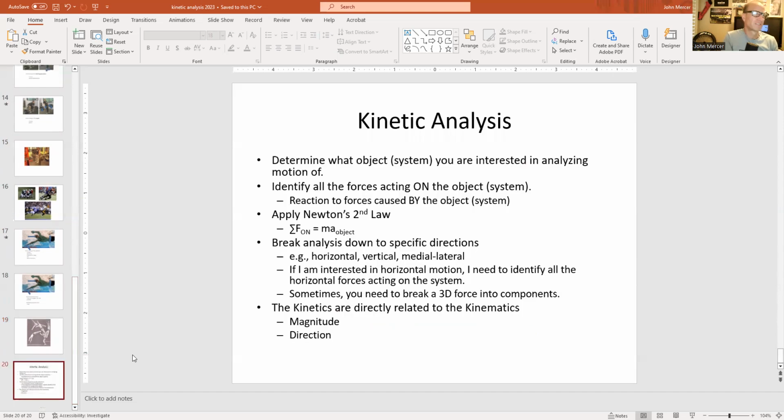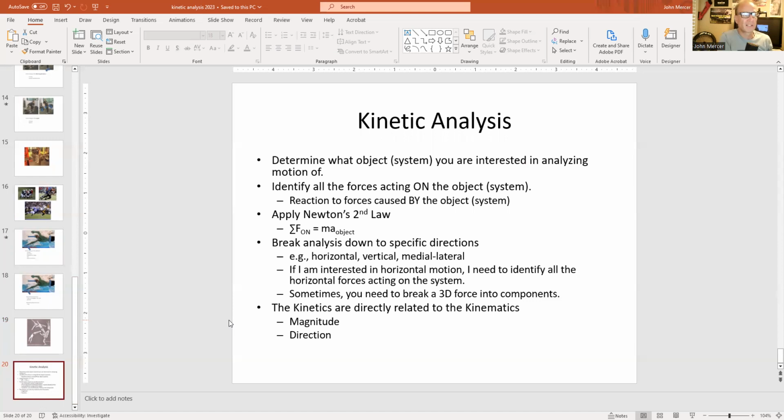All right, just to summarize, as I said, determine what object or system you're interested in analyzing, and identify the forces acting on the object. Know that we may be interested in these forces that are in reaction to what the person, or not person because we're doing human movement, is doing. So if I'm interested in how much force the person is creating during a jump, I actually measure the reaction force, which would be the ground reaction force.